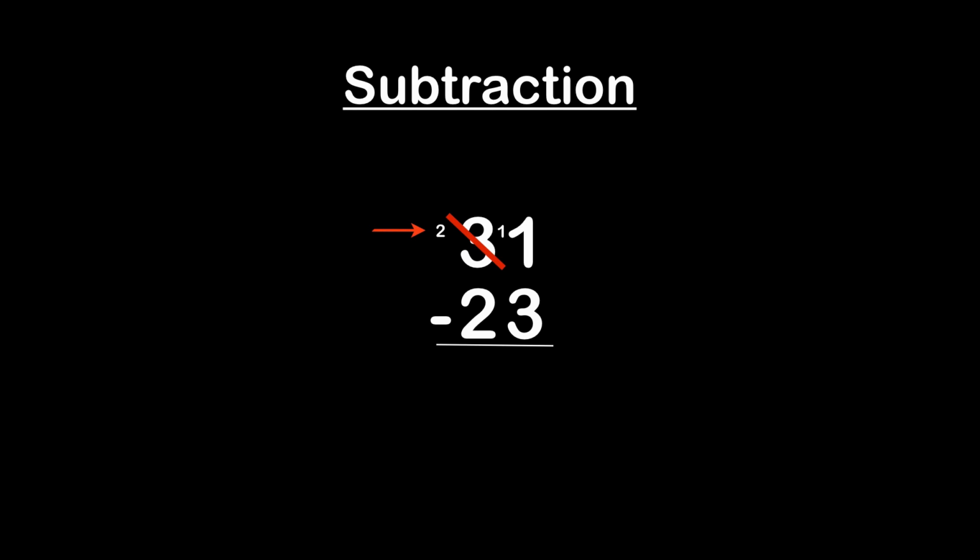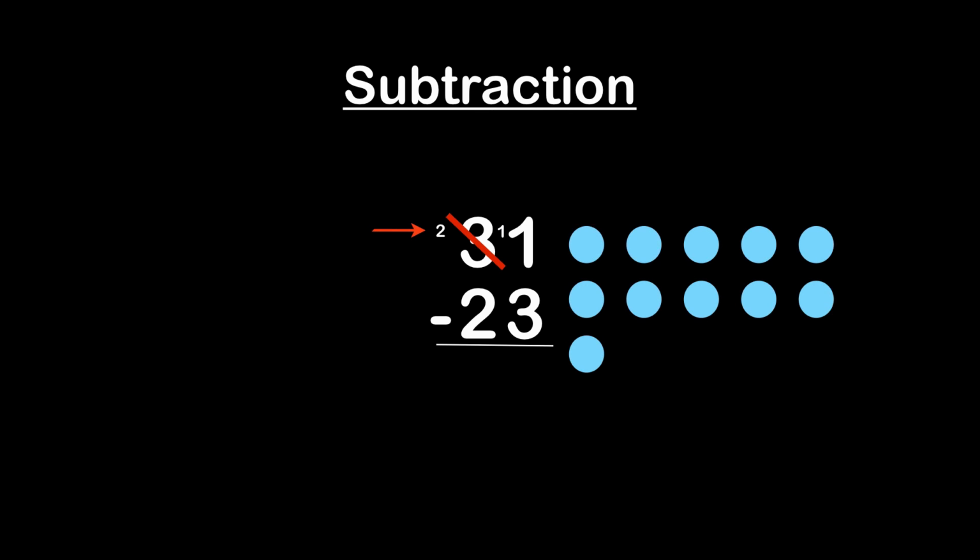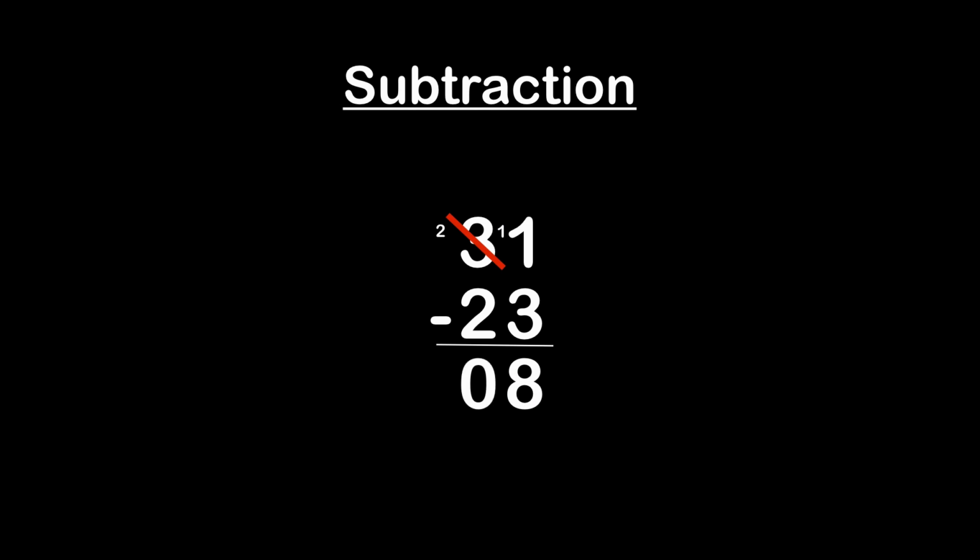I'm going to illustrate this with blue circles so you can pause the video if you like and count them, and you see that when you take away 3 from 11, you get 8. Now, we go to our next column where we have 2 minus 2, which is going to give us 0, and our final answer is 8.